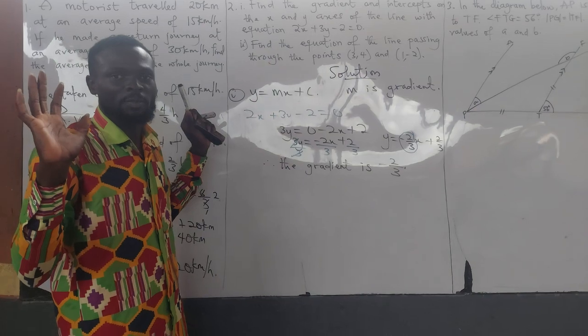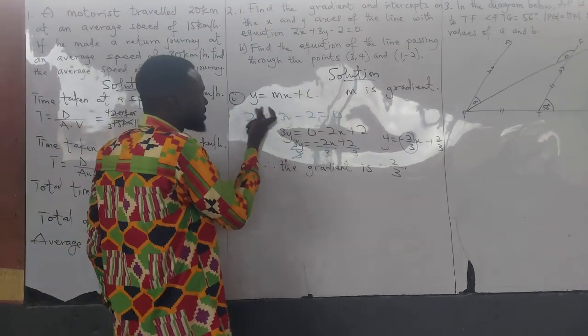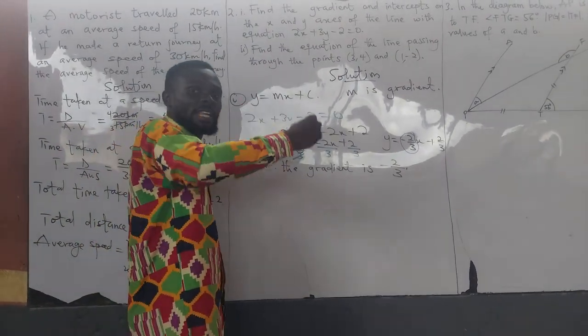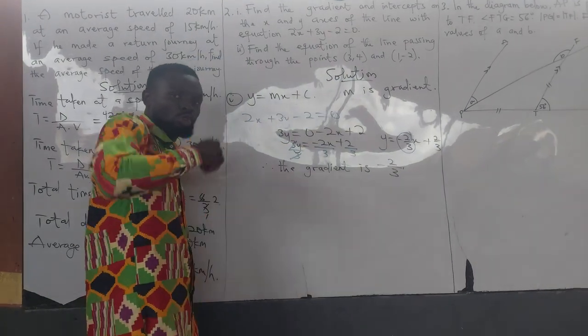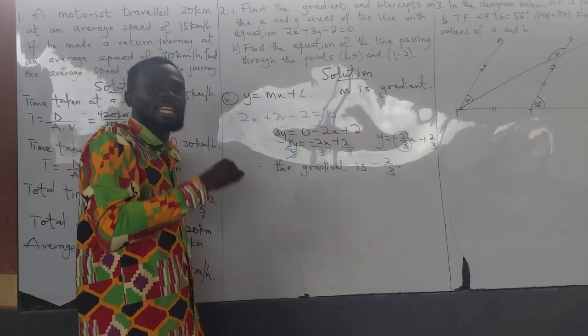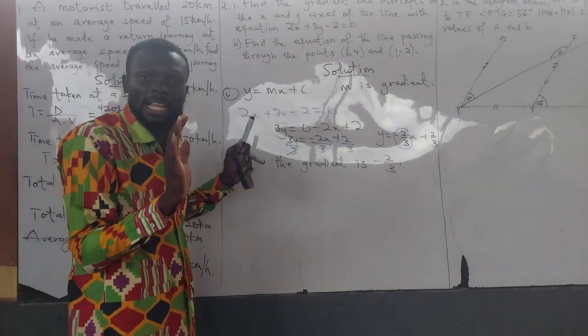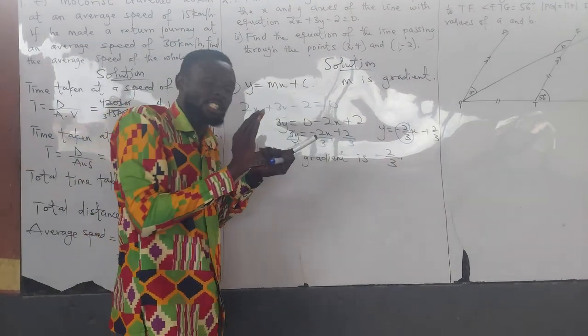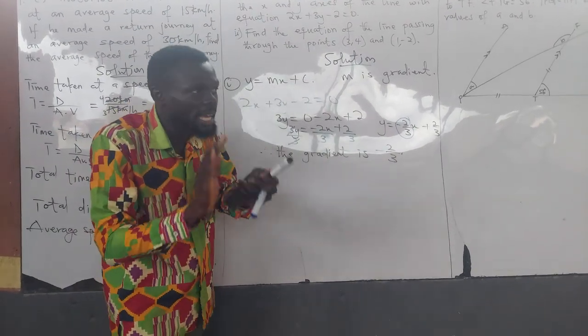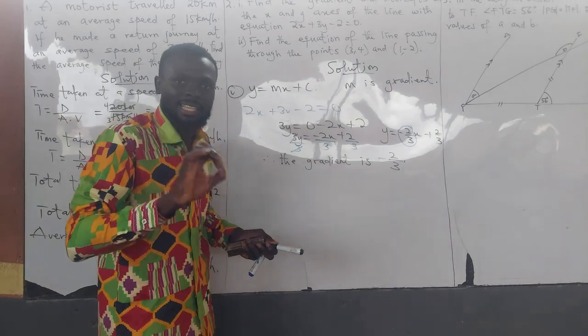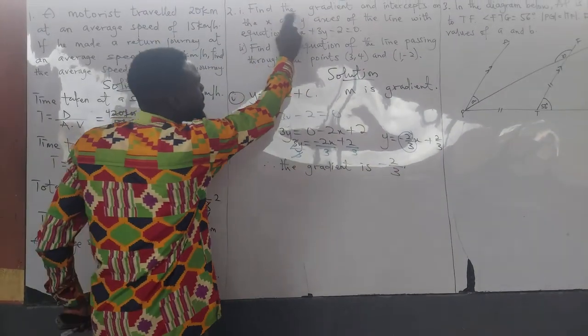You are done. So you only use this if you have already been given the equation to solve or find the gradient. Just make y the subject. Whatever that is attached to x, being positive, being negative, being a whole number or a fraction, is the gradient. So we are done with the first part.